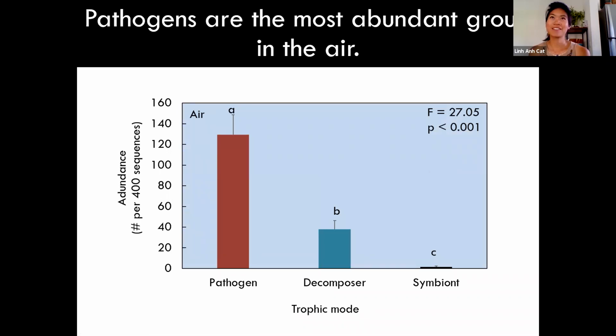We did the same thing for the air. The results are different. Pathogens are by far the most abundant group in the air. So you can see they have the most. They are clearly able to disperse their spores really well in the air if they're the most abundant group in the air. Decomposers are next, and symbionts actually have a very small presence, which again makes sense because they form partnerships with plant roots. So they're going to be traveling through the soil to find other plant roots to colonize and grow with.